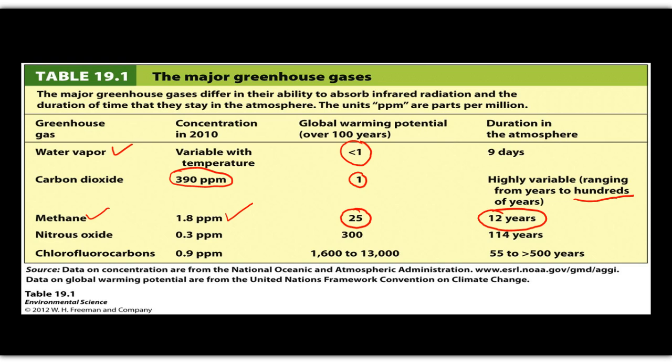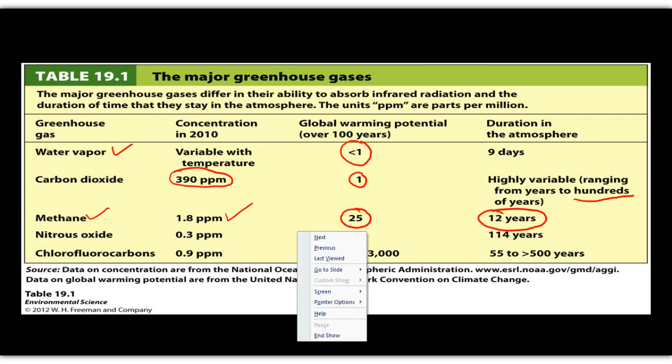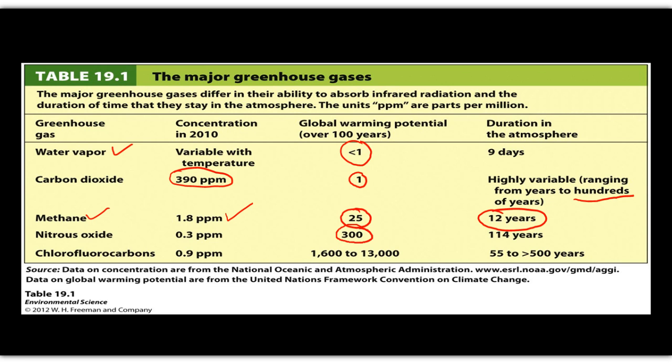Same with nitrous oxide, N2O. That stuff's going to be around a really long time, and even worse, it's 300 times more potent than carbon dioxide. And the worst of the bunch, which is why we no longer allow the use of them, is CFCs, chlorinated fluorocarbons. They are incredibly potent, and we'll talk about these guys later.